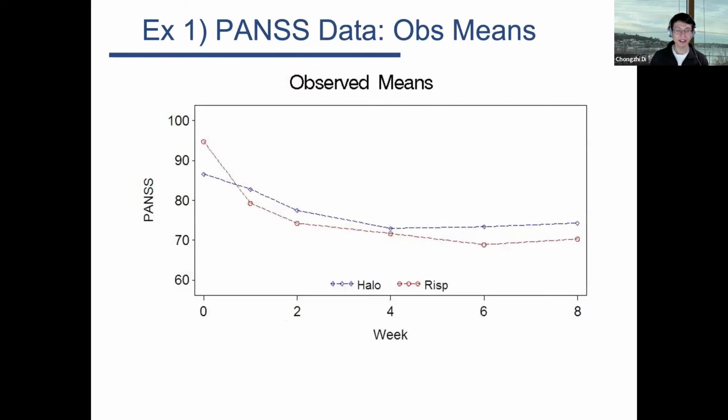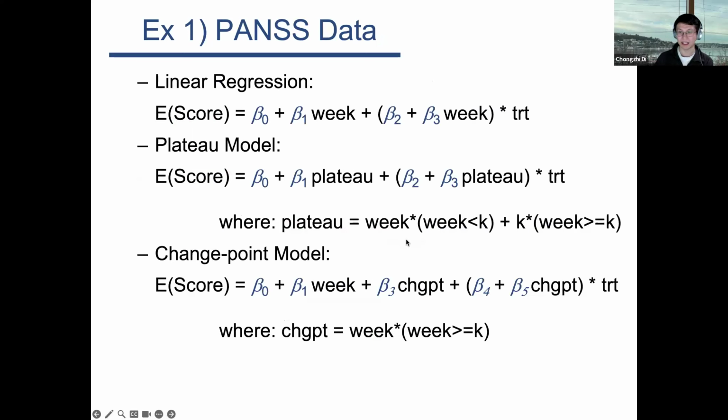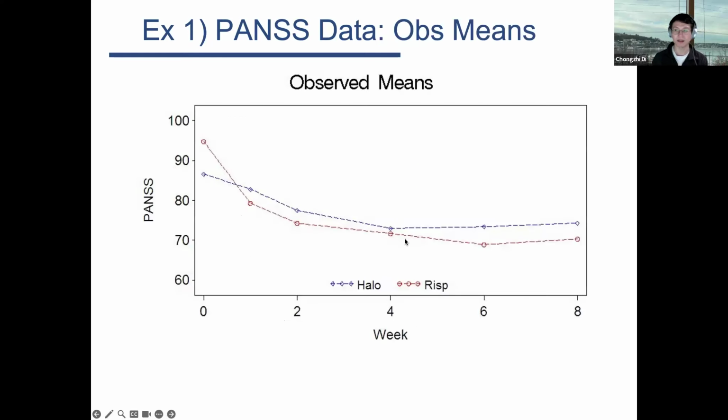Now this data is actually a so-called balanced design, in the sense that everybody has measurements on the same schedule. They have time 0, which is baseline, and weeks 1, 2, 4, 6, and 8. It's really the same for everybody. So an easier way is to just calculate the mean for each treatment group at each time point, and you get the trajectory.